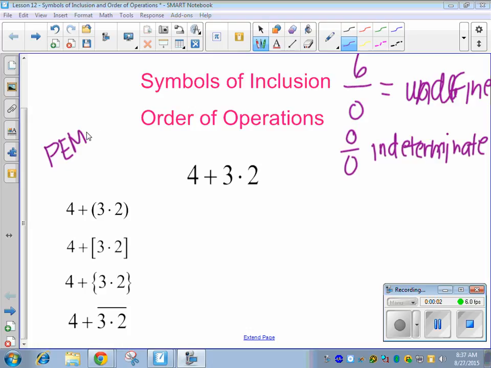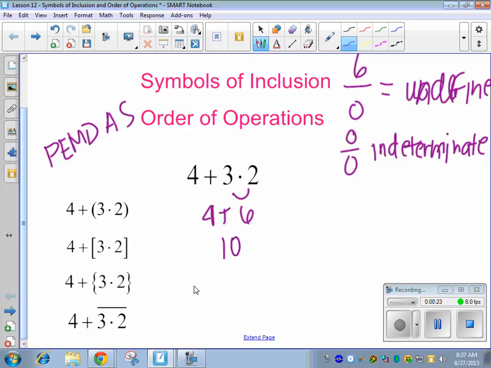Operations. PEMDAS, right? Okay. So let's do these guys. So 4 plus 3 times 2. What should I do first on this one? Drew. Yes, perfect. So we want to do this first. So we're going to have 6. 4 plus 6, we get 10. Woo.